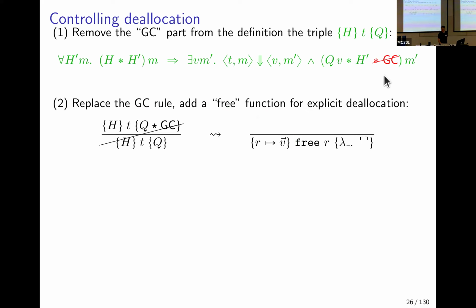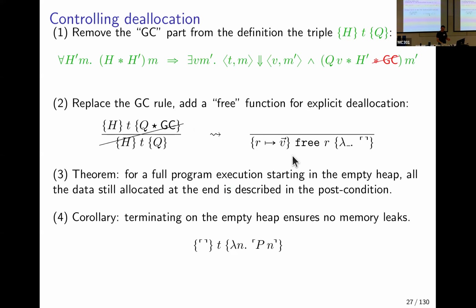So if you remove from your whole triple the GC part that I've shown you before, then you don't have the GC rule, of course. You replace it with a free because you don't have a GC, and free would be R points to some tuple V. You do free of R and you get nothing back. So that's very simple. And then you have a theorem that is also not very hard that says that for every program execution starting in the empty heap, all of the data that is still allocated in your actual memory would be described in the post conditions because you cannot remove things.